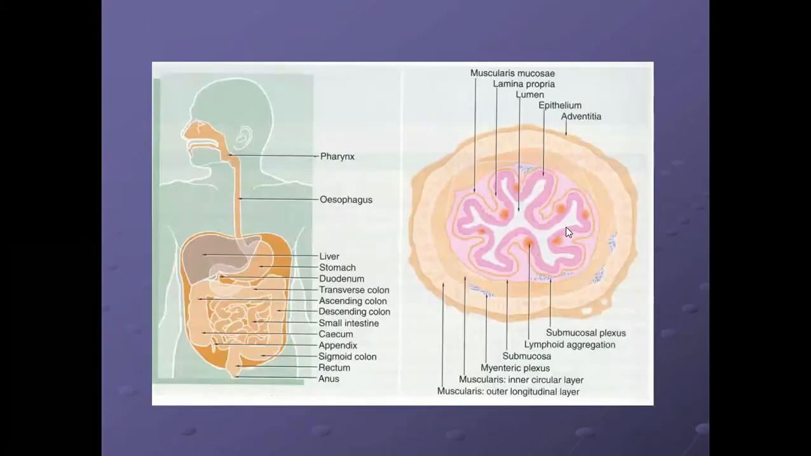Oh, you have taken this one. This is just to show you the different layers. You have the mucosa, you have your submucosa, and then you have your tunica muscularis, and then you have your serosa or adventitia.